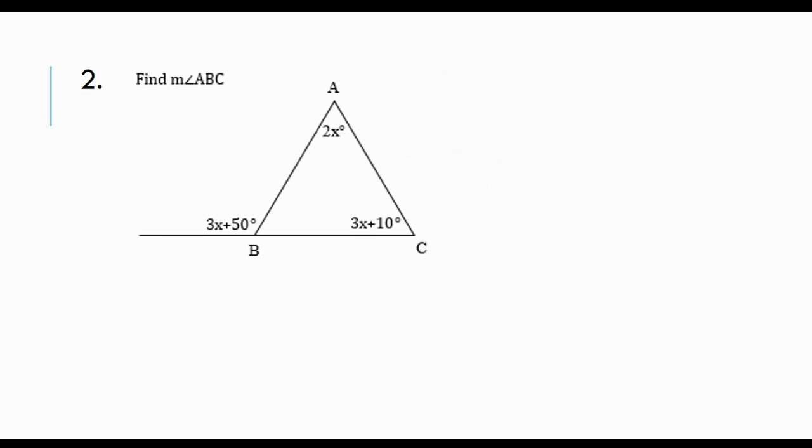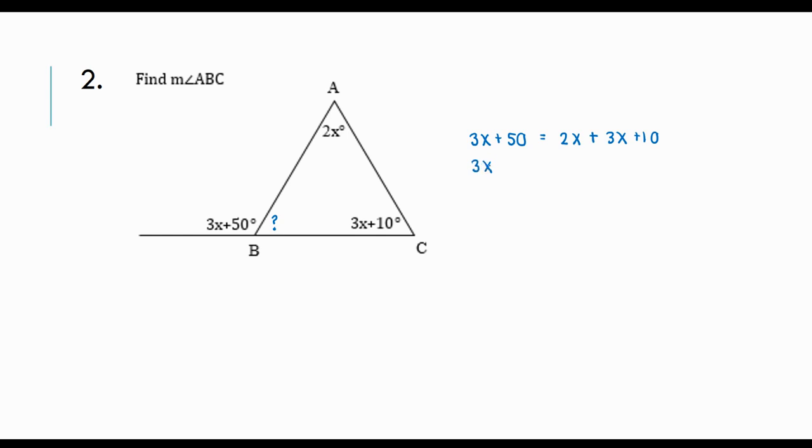Let's take a look at this one. It says find the measure of angle ABC. So notice that I want to find the measure of an angle that doesn't have an expression. But of the expressions I do have, the 3x plus 50 is that exterior angle. That equals the sum of the remote interior angles. So 2x plus 3x plus 10. Okay, so let's solve for x.